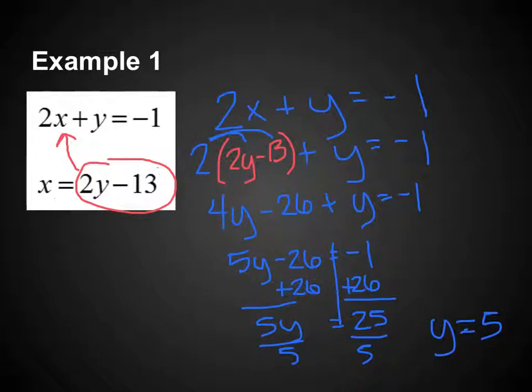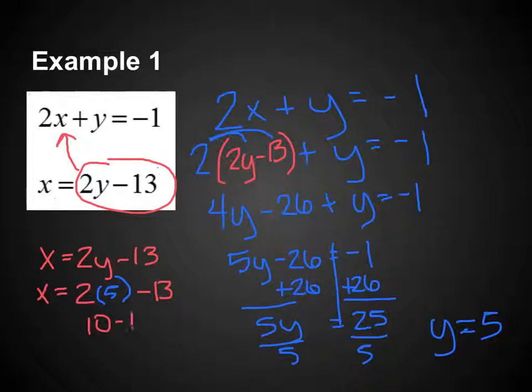Now we need to find the x value. We can plug in this y value into either equation. We can plug it in the first equation or the second equation. I'm going to go ahead and choose to plug it in the second equation. We have x equals 2y minus 13. When we plug in our 5 for y, we have 2 times 5 minus 13 is equal to x. 2 times 5 is 10. 10 minus 13 is negative 3. So x has to equal negative 3.